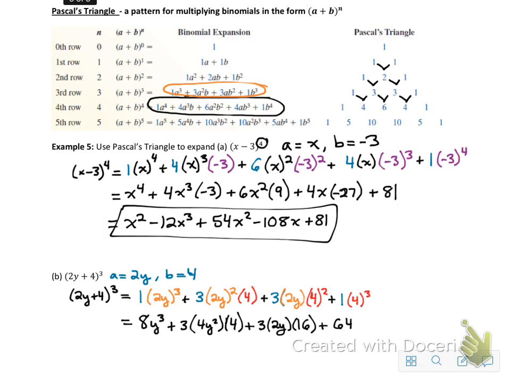So now we'll multiply everything together. We get 8y cubed. 3 times 4 times 4 is 48. If you don't believe me, go stick it into a calculator. 3 times 2 times 16 is 96y. And then we have 64. And that is it. That is our answer.